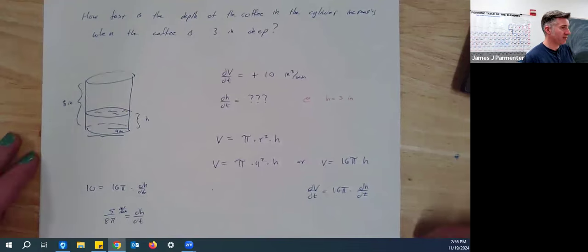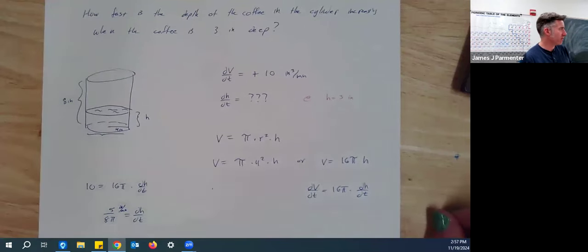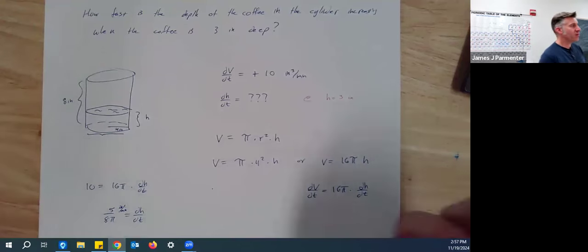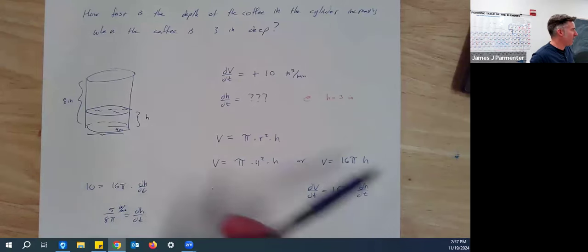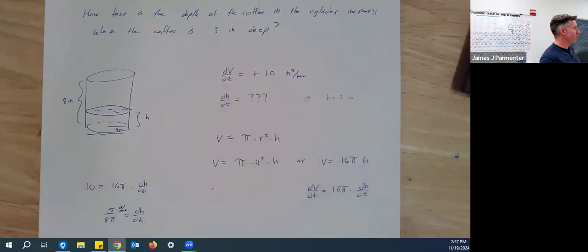Regardless of how high up or how far down the coffee level is. So usually with related rates problems, they give you a rate, they ask you to find a rate, and they also give you a moment where things are happening. Most of the time, you have to use the rate that you have, as well as the moment of interest, to plug in for all the things you don't know, except for the one that you're trying to find. This is an example where some of that's not exactly true, where we don't have to plug in the fact that they told us that the coffee was 3 inches high. Okay.